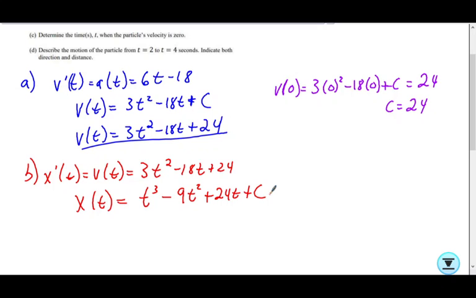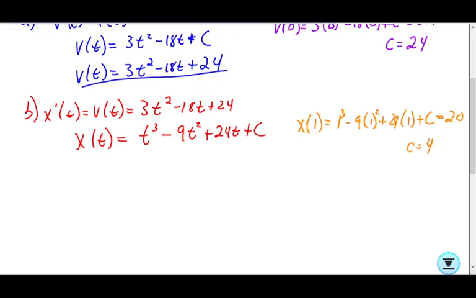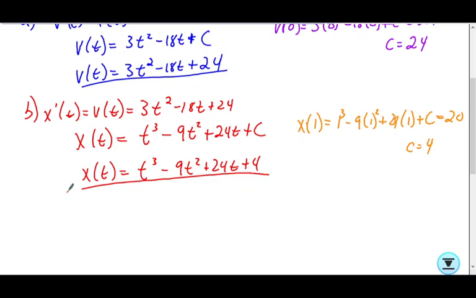Okay? And then they gave us the fact that x at time 1 has to be equal to 20. So we plug in 1. So this is 1 cubed minus 9 times 1 squared plus 24 times 1 plus c, which has to equal 20, which means c equals 4. So again, we come back over here and we plug in 4 for c, so we get this. And that's our position equation.